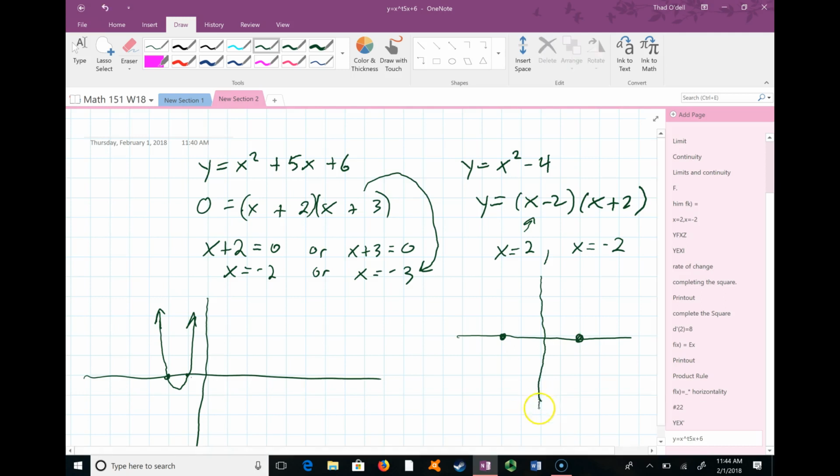And we actually know that this thing crosses at negative 4 down here, because if we plug 0 in for x, that's a y-intercept. And so we can draw this parabola real nicely. That's pretty precise, actually. So the key here is the connection between factors of a polynomial and the roots of the equation, which lead us to find the x-intercepts.